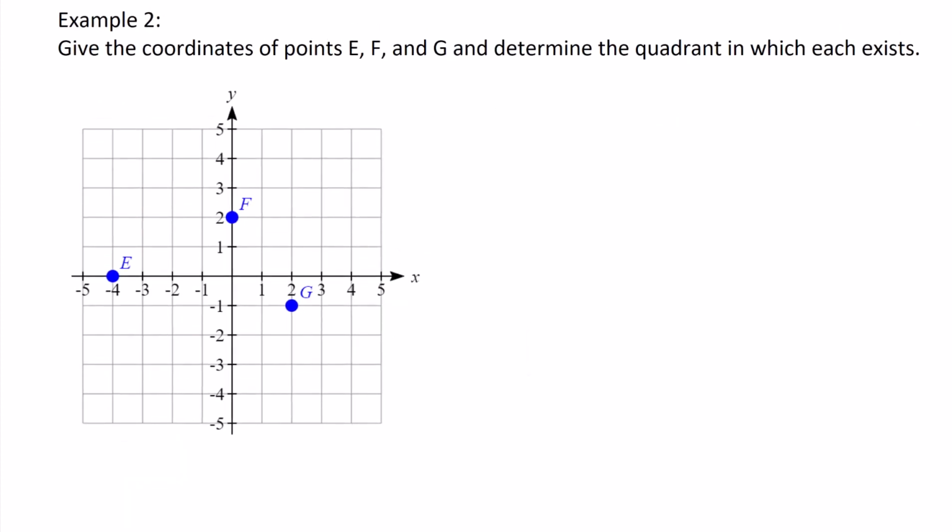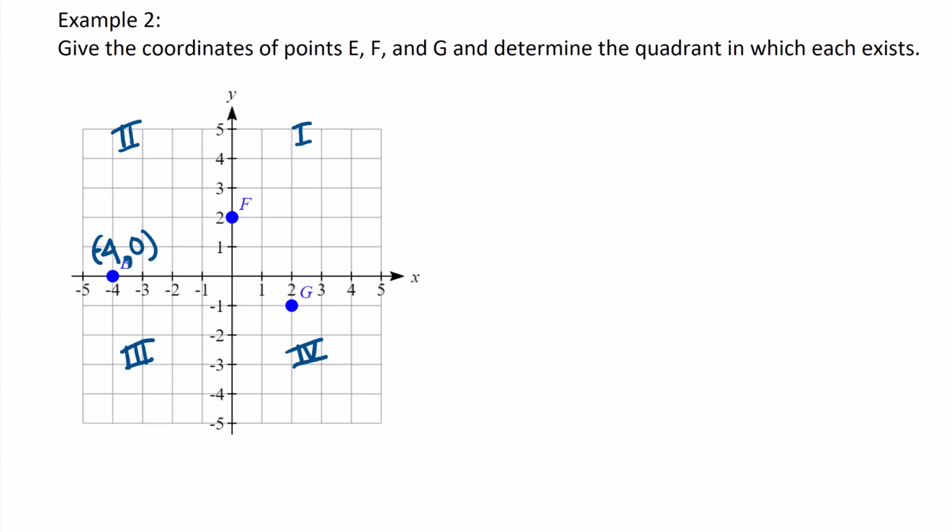In example 2, we're asked to give the coordinates of points E, F, and G. First, let's label our quadrants. Quadrant 1 is in the top right, quadrant 2 is in the top left, quadrant 3 is in the bottom left, and quadrant 4 is in the bottom right. E is on the x-axis, so starting at the origin, we count left, 1, 2, 3, 4. So x is -4. But it doesn't go up and down from there. It's sitting on the x-axis, so y is 0.